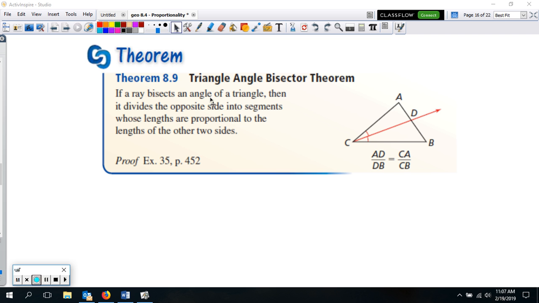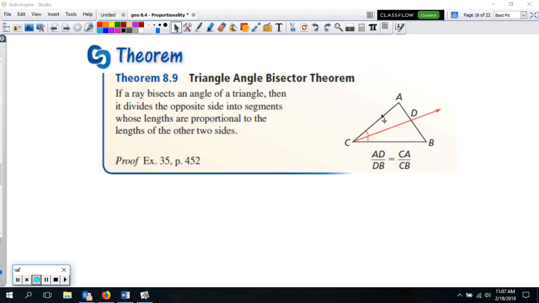If a ray bisects an angle of a triangle, then it divides the opposite side into segments whose lengths are proportional to the lengths of the other two sides. So here, these are going to be proportional right here to these sides here. So that's where they're showing AD over DB. So that's these two, and one fraction in one ratio is going to be proportional to CA over here over the CB.